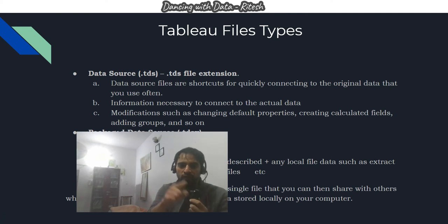Point B, information necessary to connect to the data. So I do have information because I know the Almirah is there, but I don't have access to the data. The access is with my sister. So every time I used to go to my sister and say, please give me the key and open the Almirah. It has also got information about modifications such as changing default properties, creating calculated fields, adding groups, and so on. But you can see the problem: I always depend upon my sister to get my couple of books over there.